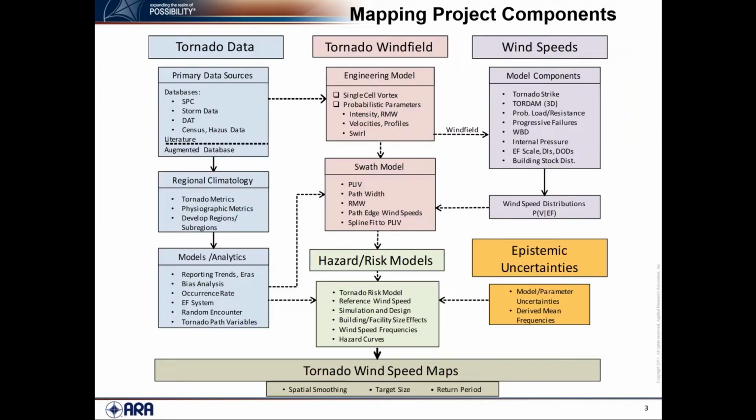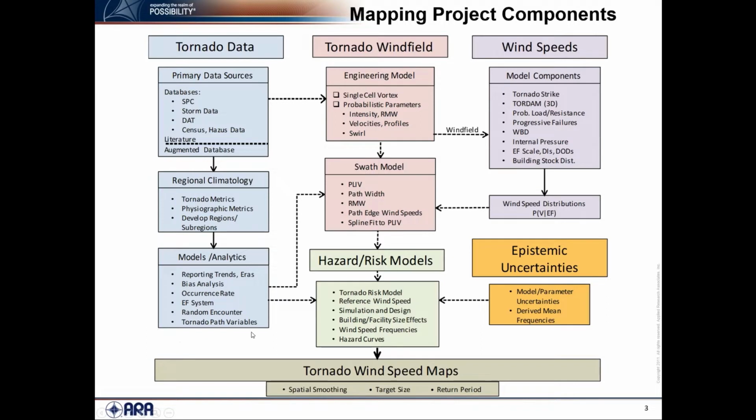So this slide, I could spend 2 days talking about, and we're just going to give you a couple of slides each on a lot of the different subtopics throughout here, but this gives an overview of the whole project. So first, on this left side with the blue boxes, tornado data, we looked at a large number of sources for tornado data, including the primary databases from SPC and Storm Data. We used a lot with the Damage Assessment Toolkit. We used that to develop a regional climatology of tornadoes, and then did a lot of different models and analytics based on the reporting trends and bias analysis, occurrence rates, those sorts of things.